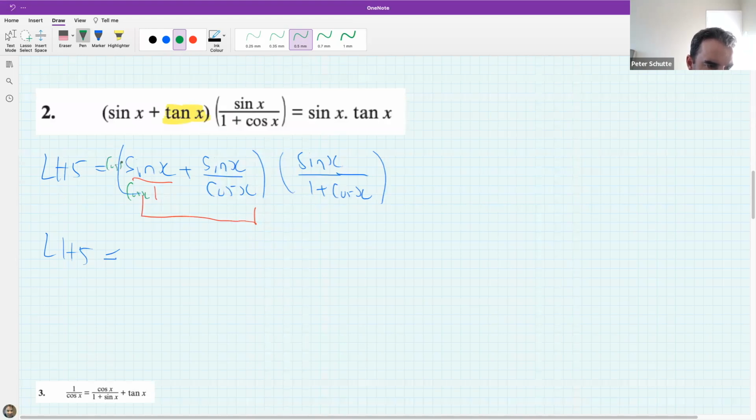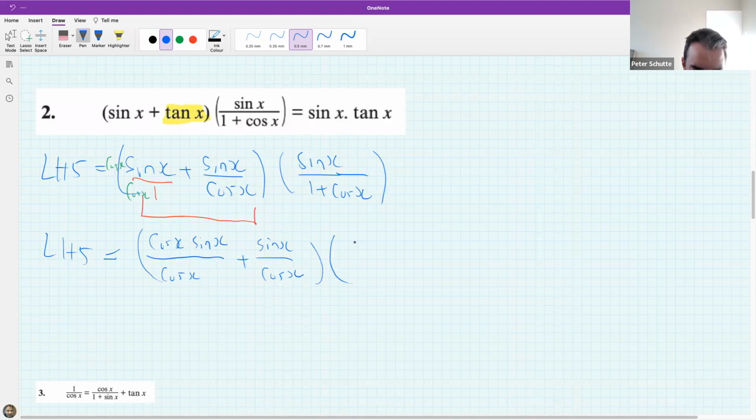So I then get, let's say, cos x sine x over cos x. And this is this whole big bracket here. I haven't touched this one over here yet. Now, if you followed the logic up to that step, this is a much harder question. So just to show you, you've already got 2 to 3 marks already.